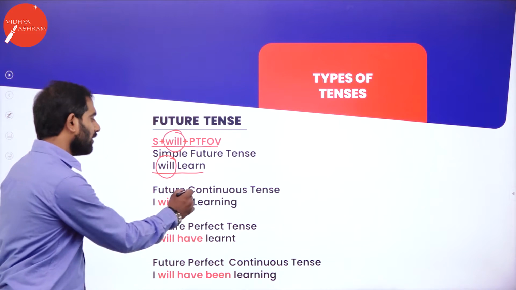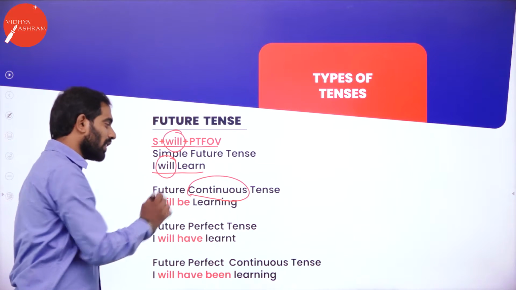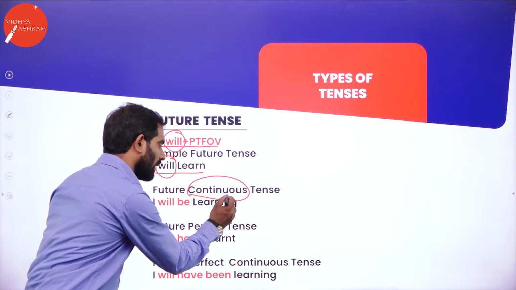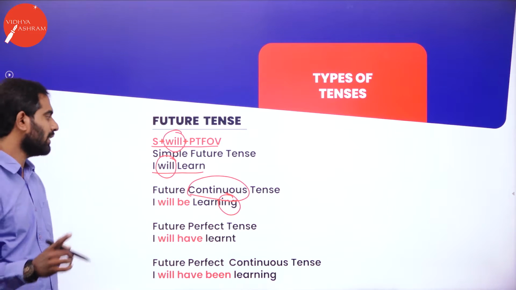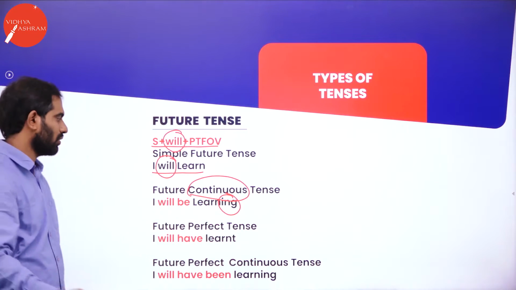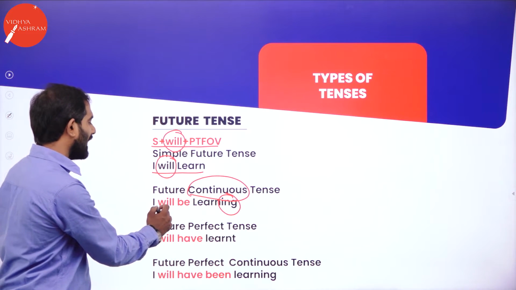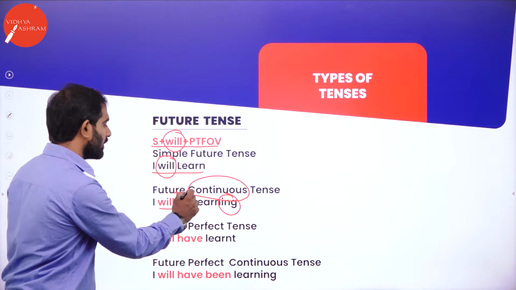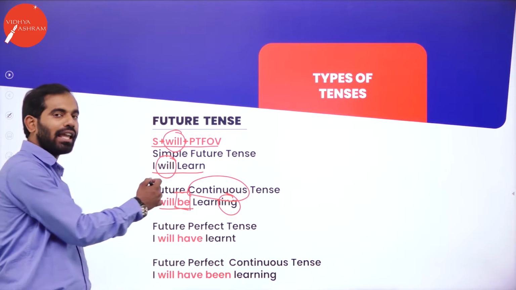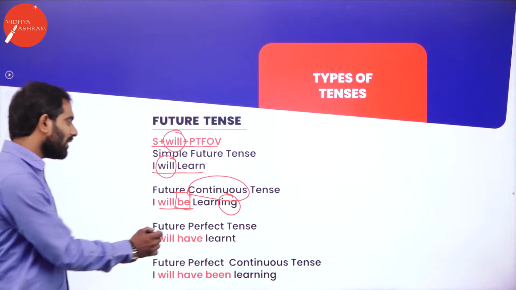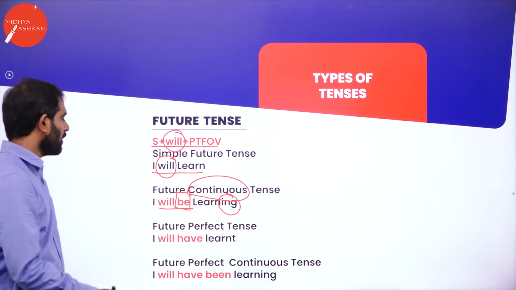I will learn. In future continuous, keep one thing in mind. If you see the word continuous, you need to have the ing form. Ing form will indicate process or progress. Here, future continuous tense: I will be learning. Keep this in mind, I will be learning. You cannot simply say I will learning. So the be form is very important. Let us discuss what the be forms are later.